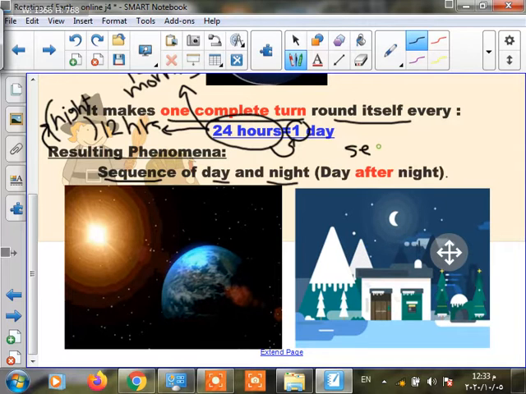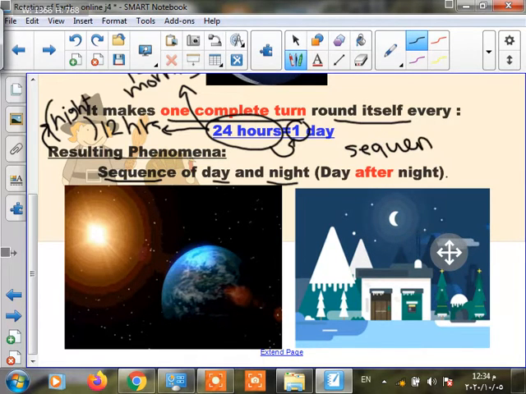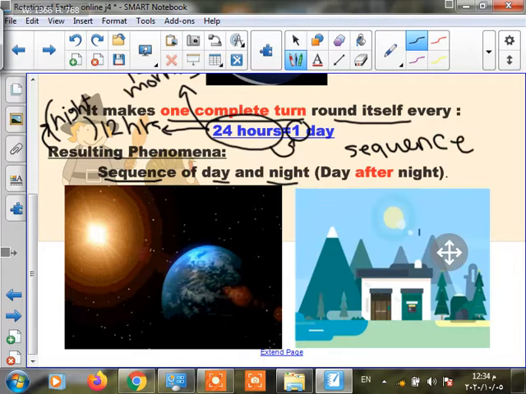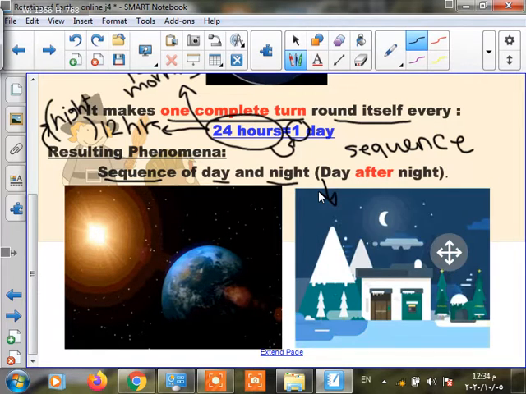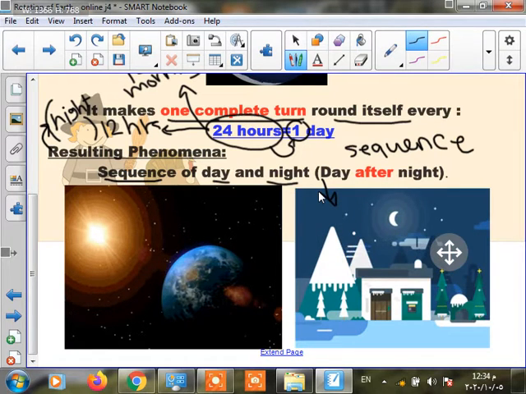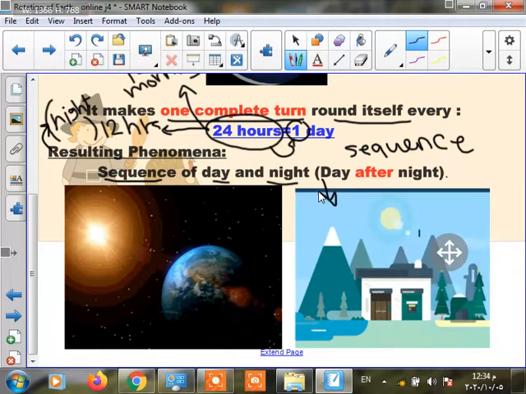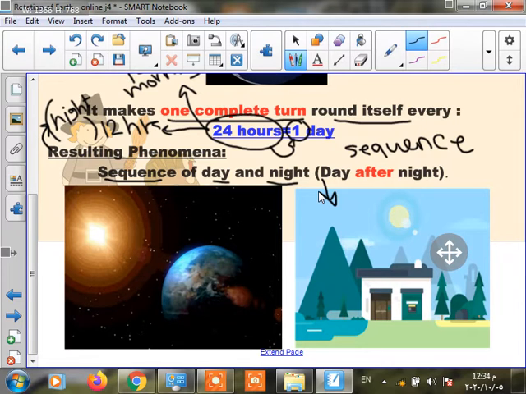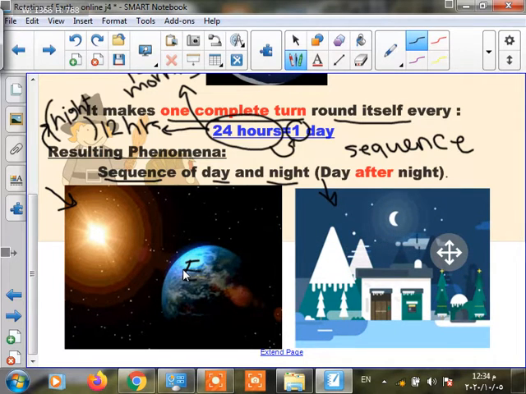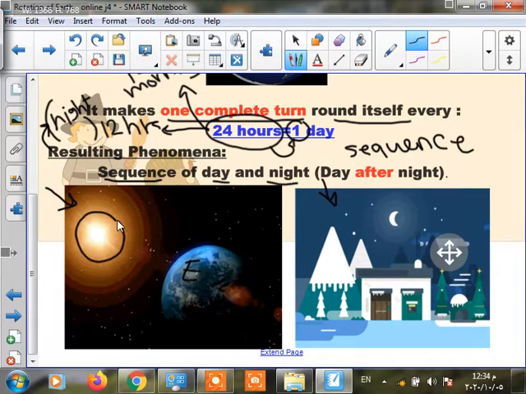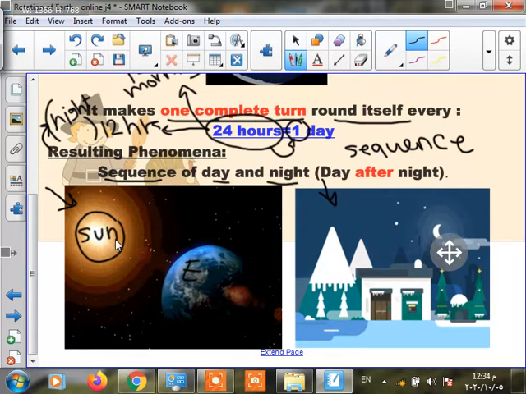Sequence equals after. In this picture we find that this is day, and here is night, which comes directly after day. So day after night means sequence of day and night. And in this figure we find that Earth moves around itself in front of what? The sun.